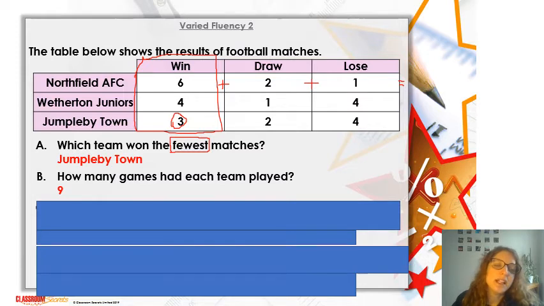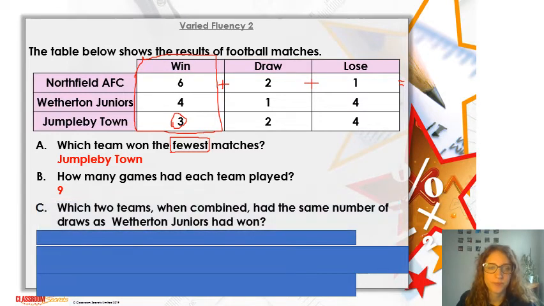Okay, let's have a look at question 3. Which 2 teams, when combined, had the same number of draws as Wetherton Juniors had 1? Okay, so that's quite a tricky one. There's a few steps to that. So combined means we're going to add 2 scores together, 2 teams' scores together. And we're looking in the draw column for this. Let me just rub out this one so we don't get muddled with what's already there.